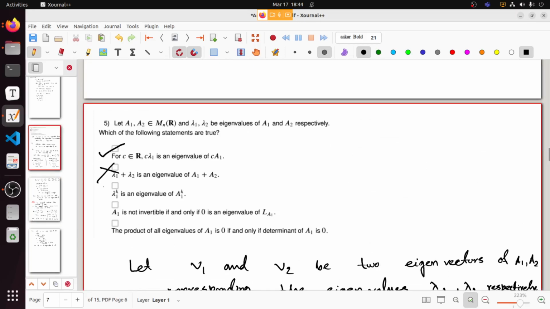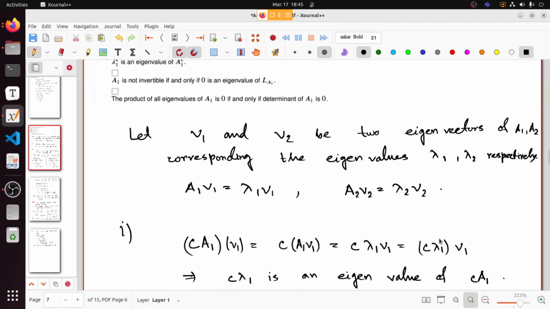Lambda 1 to the power k is an eigenvalue of A1 to the power k. So option number 3 is done. So let's check option number 4. What is it saying? A1 is not invertible if and only if 0 is an eigenvalue of L of A1. So L of A1 is the corresponding linear transformation of A1. So A1 is not invertible if and only if 0 is not an eigenvalue of LA1.